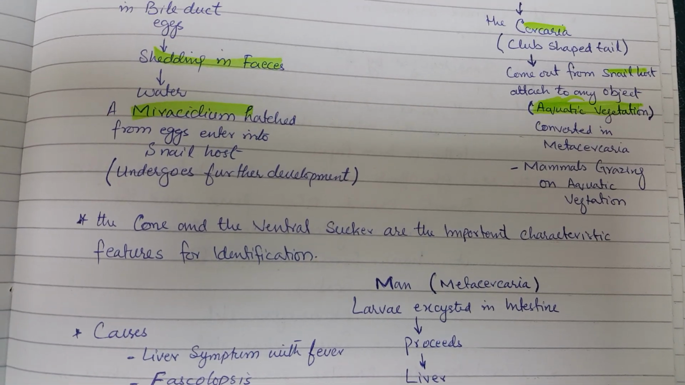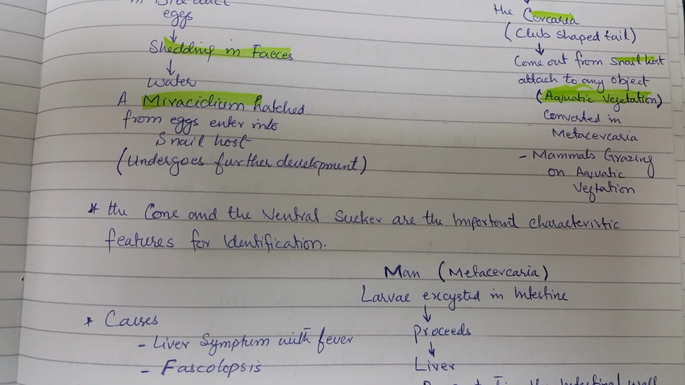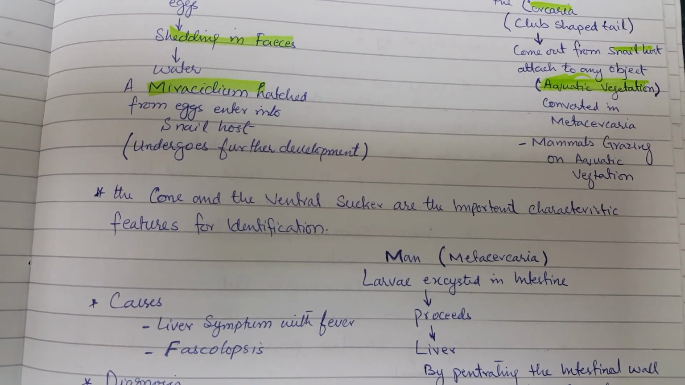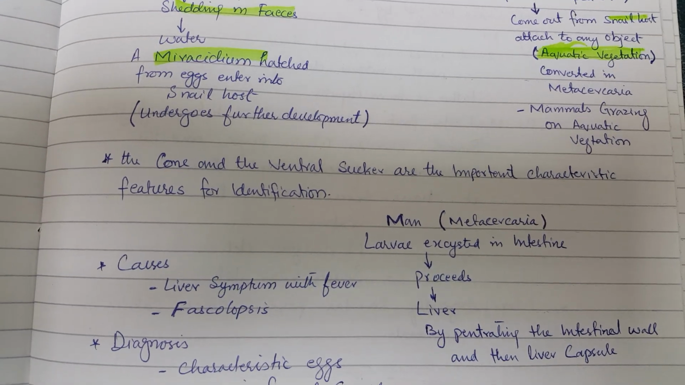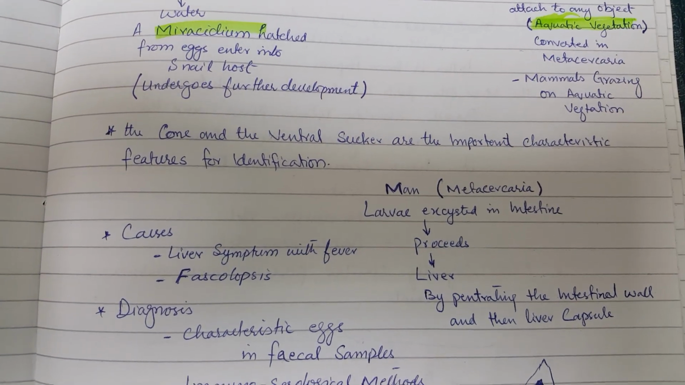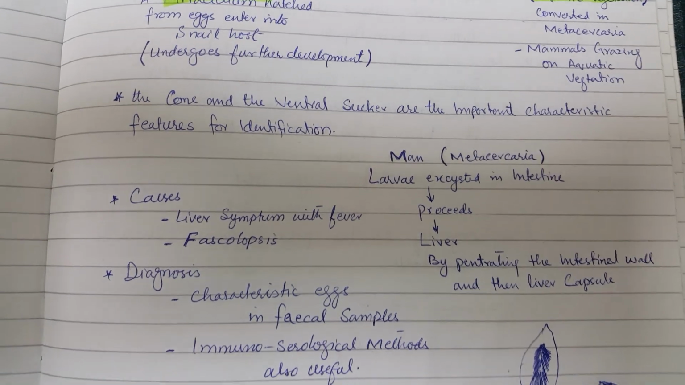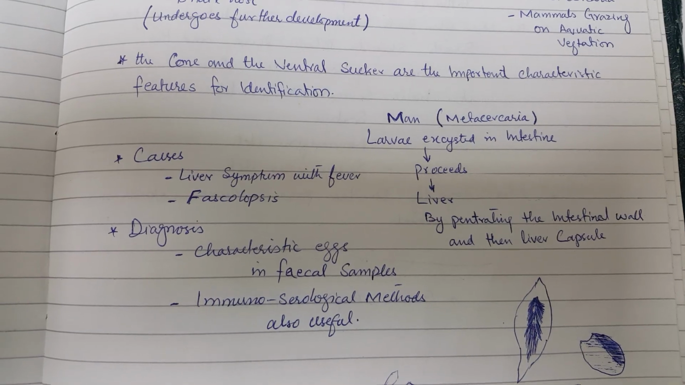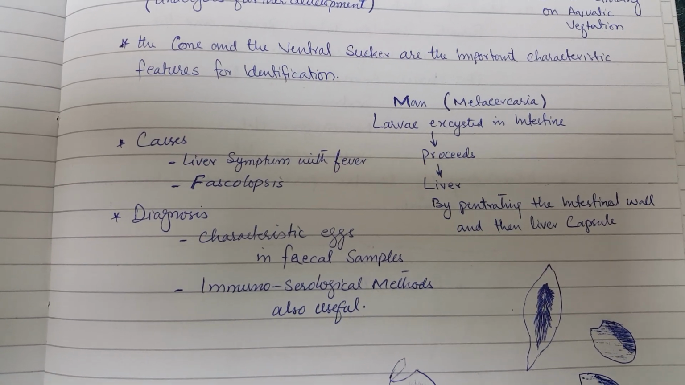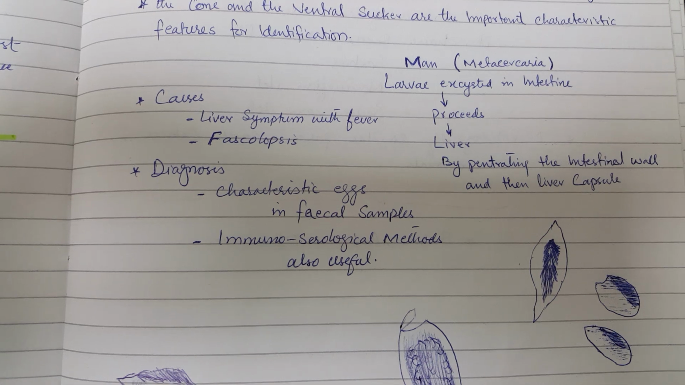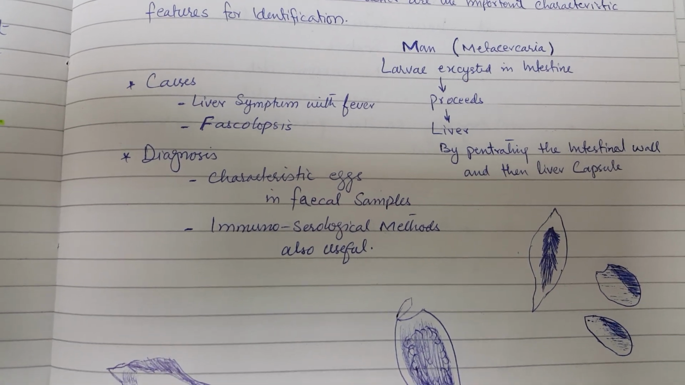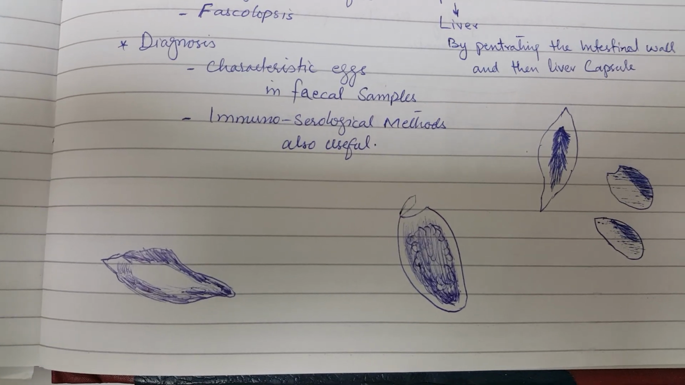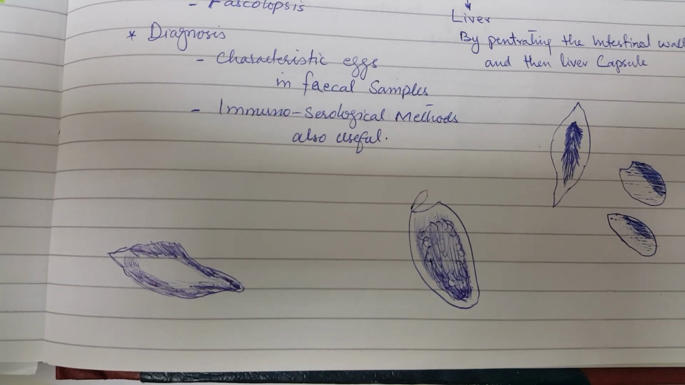The cone and the ventral sucker are the important characteristic features for identification. When metacercariae are ingested by man, the larvae excyst in the intestine, proceed to the liver by penetrating the intestinal wall and then the liver capsule, and cause liver symptoms with fever, also called fascioliasis. The diagnosis is the characteristic egg in the fecal specimen, and serological methods are also useful. You can find out it's like that. Sometimes it is cut, sometimes it's open, sometimes it's leaf-like.